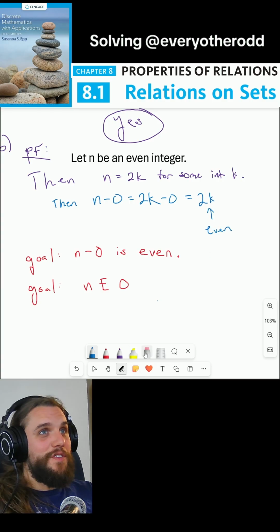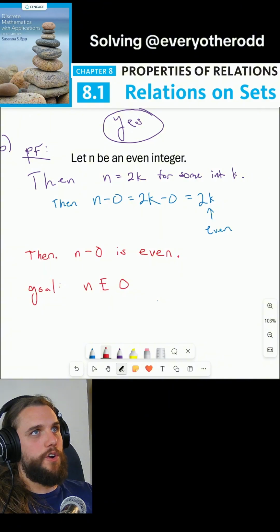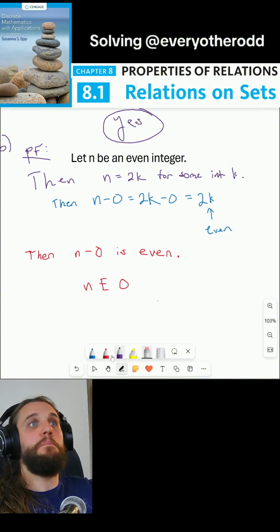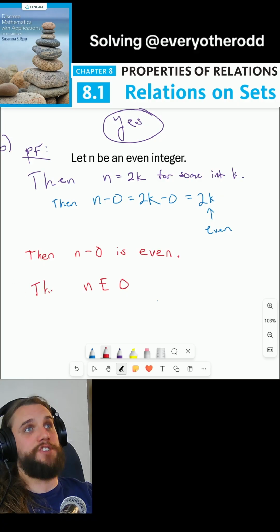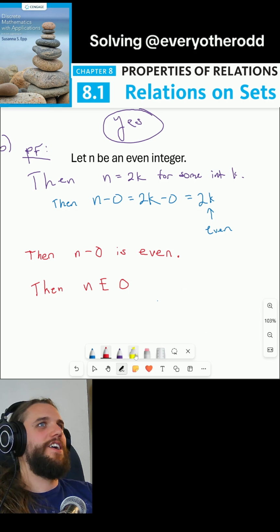So now we've obtained this goal that n minus 0 is even, and so I'll replace that word goal with the word then. That's the next line of this proof. And then the conclusion immediately follows by design, since we worked backwards from the conclusion earlier. So this is the proof.